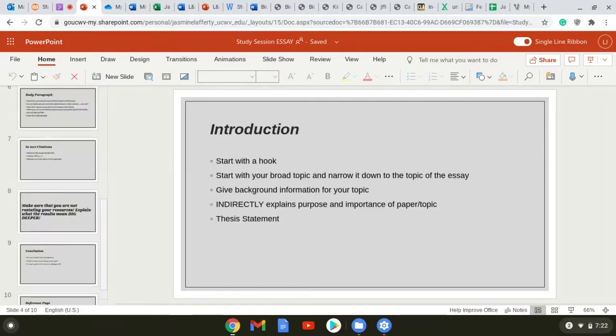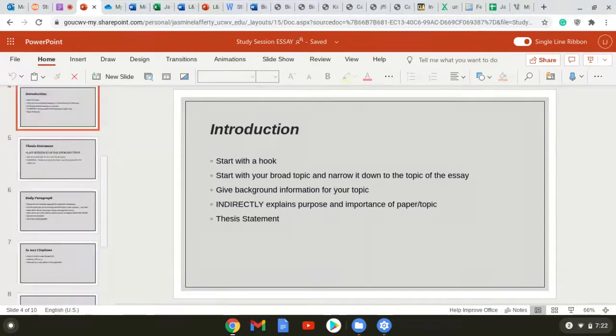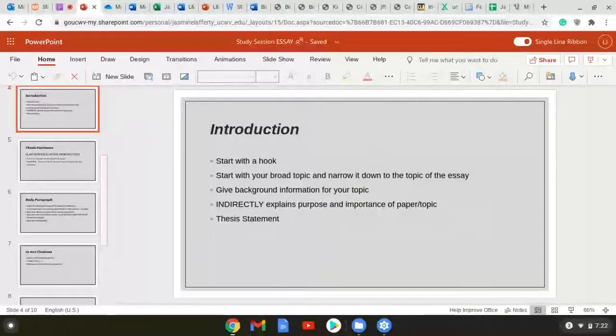Okay, so now we're going to get into the introduction. So how to write an introduction, always start with a hook. It could be just a statement about climate change. It could be a definition. Just start with something that's going to grab the reader's attention.